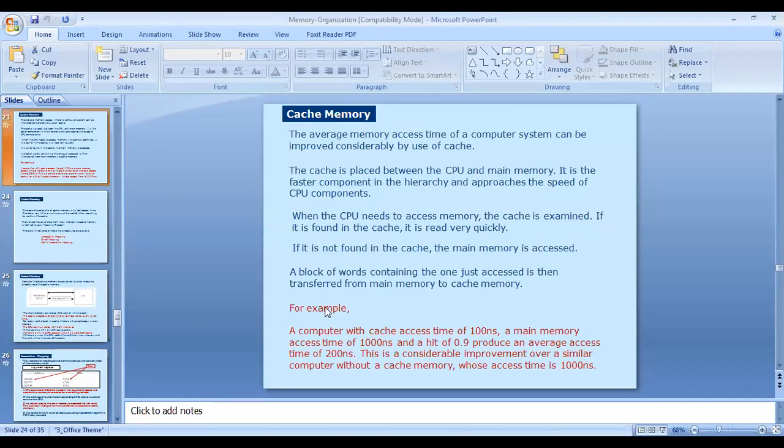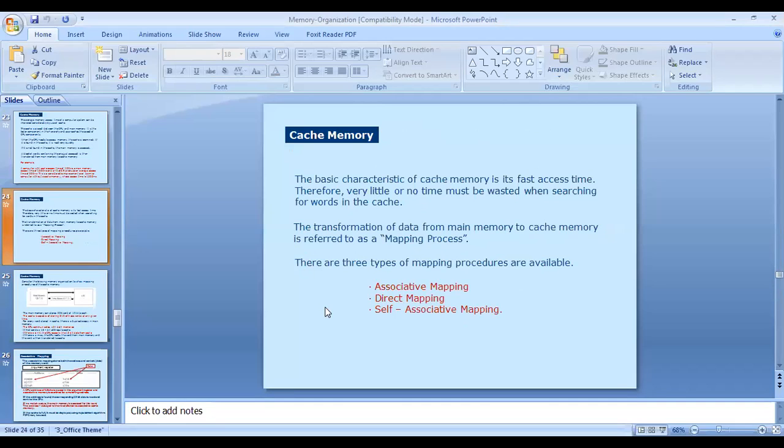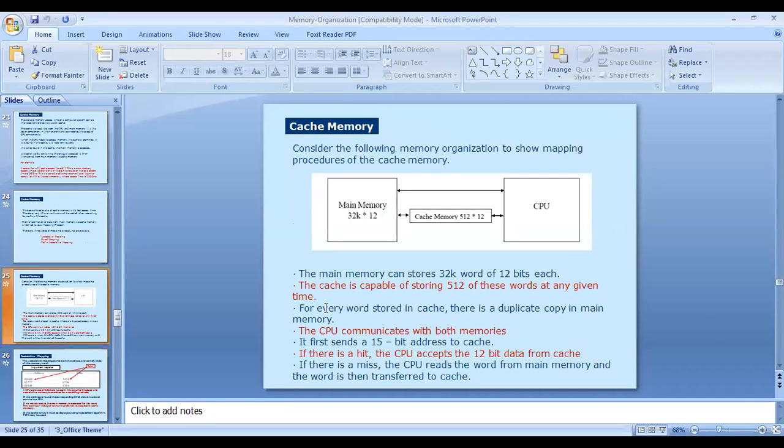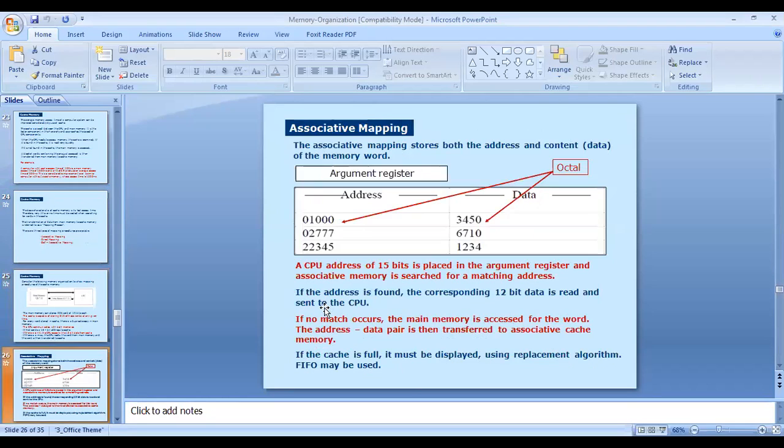These are the different mapping techniques: associative mapping, direct mapping, and set associative mapping. As we know, this is a cache memory of 32K size with 12-bit length, and each data item is 12 bits. The other one has 512 size with 12 bits of data length, and it is placed between the CPU and the main memory. The three mapping techniques I am going to explain from one source.